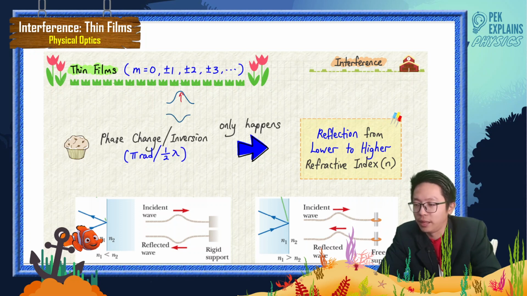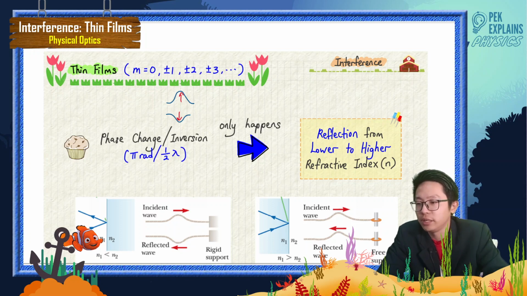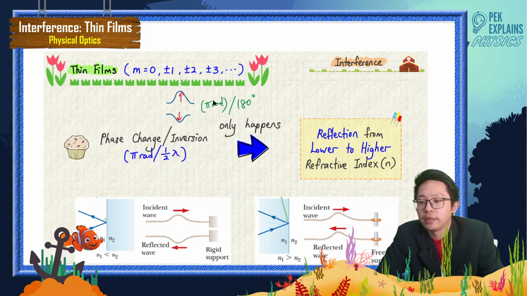Invert. This is called inversion. Phase inversion. Initially the wave is going up, but after inversion it goes down. This inversion is for how much? It is a phase change of pi radian. Pi radian phase change, or you can say inverted by 180 degrees. Become opposite. Actually, this 180 degrees, pi radian, is equal to half lambda.